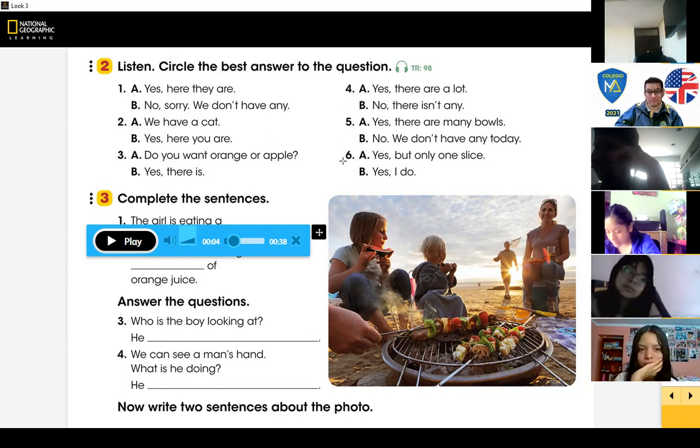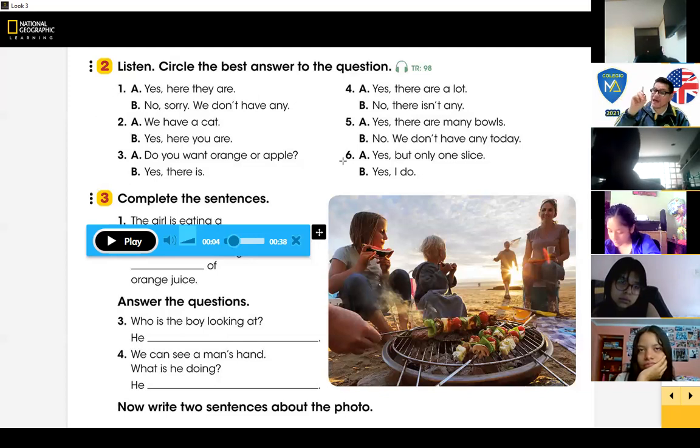A glass of milk. They are mocking and green. Okay, pero si te dice a glass of milk, te está hablando en singular, a glass. Y mira la respuesta que dice aquí. Yes, here they are. No, impossible, ¿no? No, sorry, we don't have any. Esto tiene más sentido, ¿verdad?